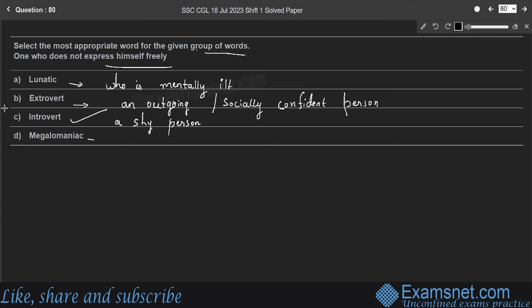Whereas megalomaniac means a person who has an obsessive desire for power, right? So who has an obsessive desire for power is called megalomaniac, right? So for the given question, one who does not express himself freely is called an introvert person. Option C is the right answer.